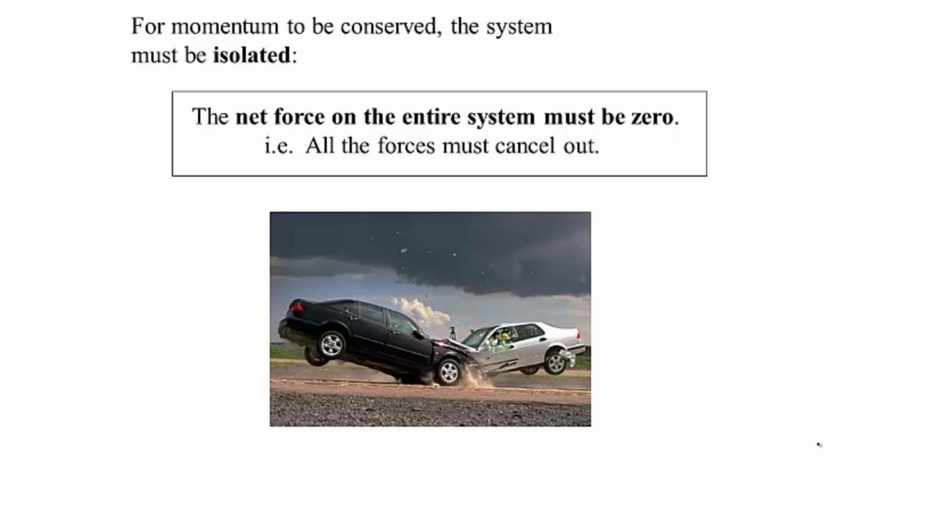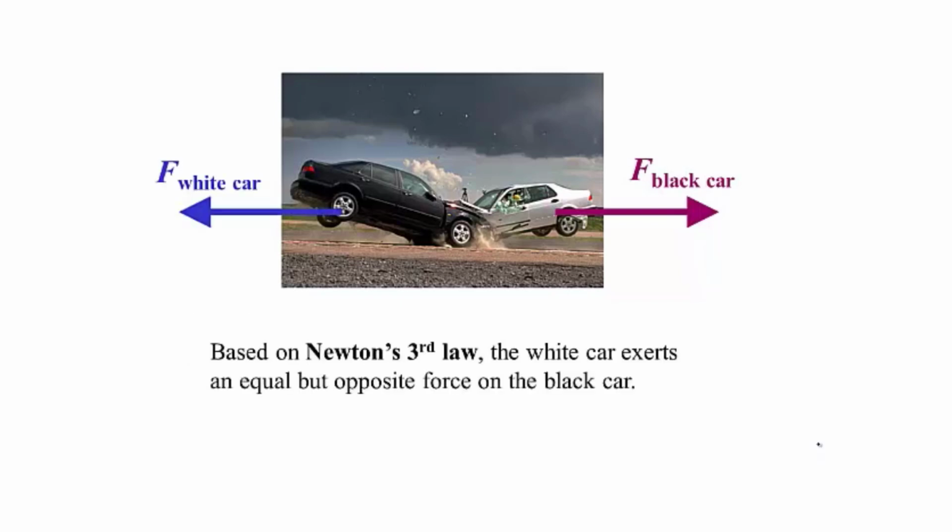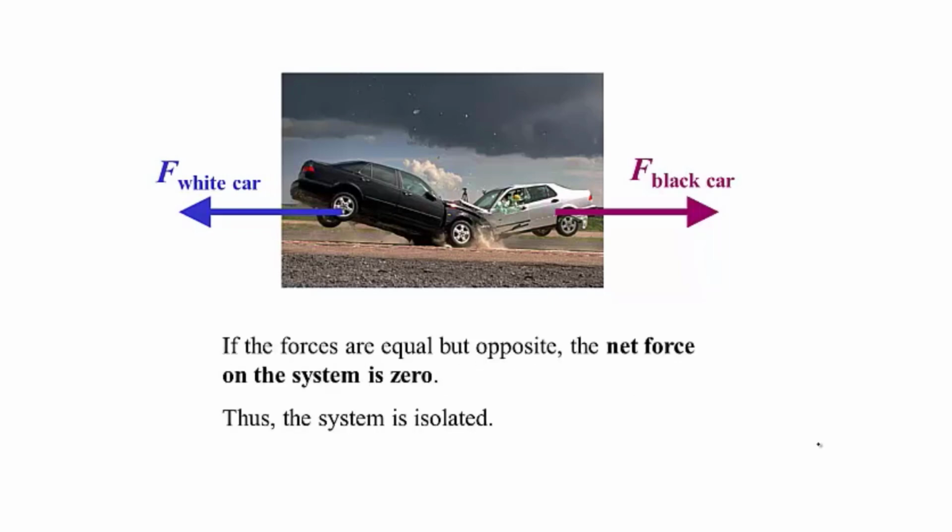So here we have a collision between two cars. The black car exerts a force to the right on the white car. And based on Newton's third law, the white car exerts an equal but opposite force on the black car. If the forces are equal but opposite, the net force on the system is 0. Thus, the system is isolated. So therefore, conservation of momentum does apply.